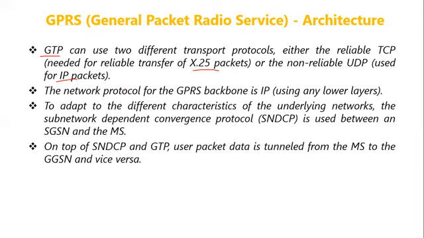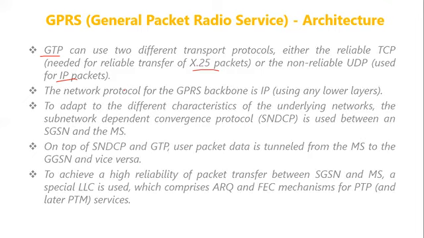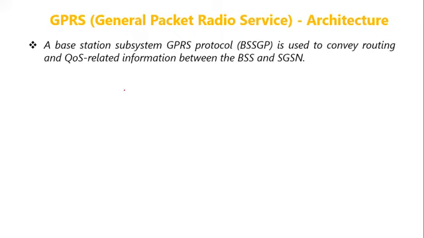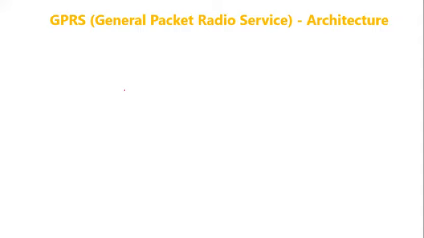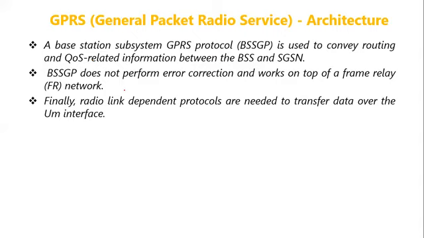So to achieve high reliability of data transfer between SGSN and MS, a special LLC, logical link control, is used, which comprises ARQ and FEC mechanisms. FEC is forward error correction. ARQ is automatic repeat request. That is, if any packet is missed, then it will automatically request that particular packet again. So these are introduced to achieve high reliability of data transfer between SGSN and the mobile station.